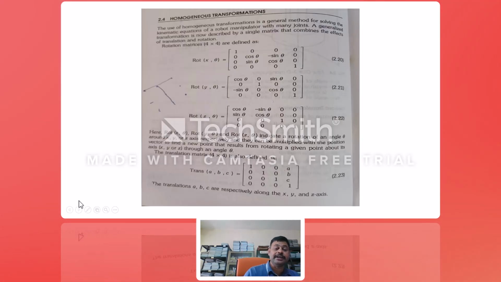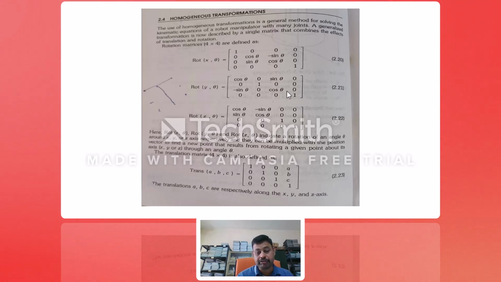In case it is 4 into 4, how to make a homogeneous transformation? Here you take the same thing, rotation about the x-axis with respect to theta, as a 4 into 4 matrix. The last column is always 0, 0, 0, 1. The remaining 3 will vary. This one I clearly explained previously. If it is x, this is how it will be.